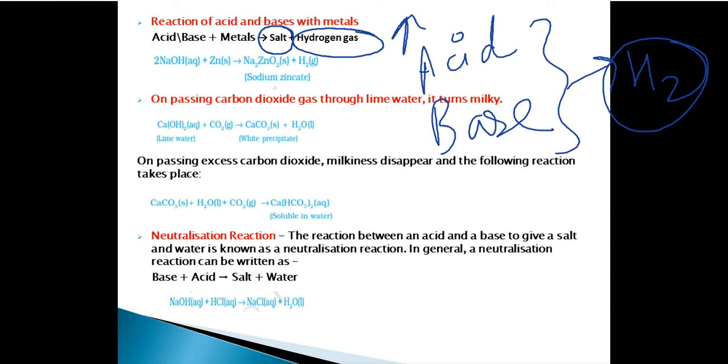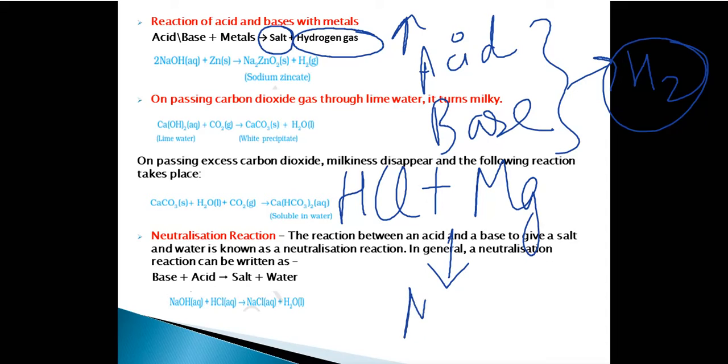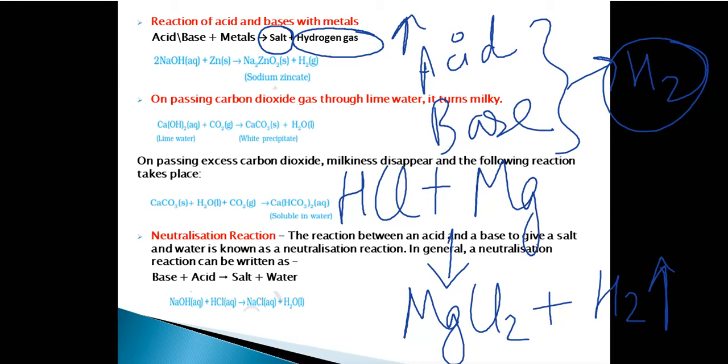Let us take an example of an acid. Suppose HCl is reacting with magnesium. A salt called magnesium chloride, MgCl2, will be formed, plus hydrogen gas will be evolved in that reaction. Magnesium is a metal and HCl is an acid. So whenever an acid reacts with magnesium, magnesium chloride along with hydrogen gas will be formed in the reaction.